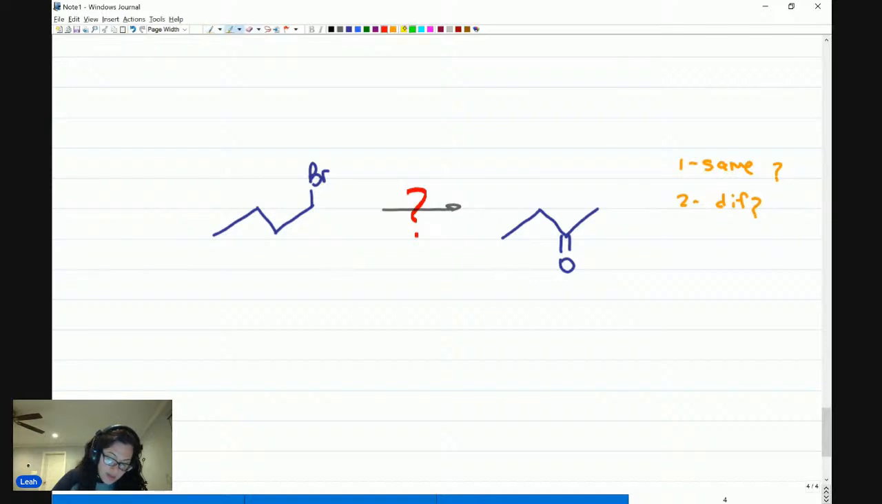What is the same is the fact that I have 4 carbons in my chain. That hasn't changed. What is different, though, is what I have on the molecule and where I have it on the molecule. C1 has a bromine, and that somehow goes to C2 with a carbonyl. So how do I turn a bromine on carbon 1 into a carbonyl on carbon 2? I'm not only swapping the group, but actually changing the position of it.